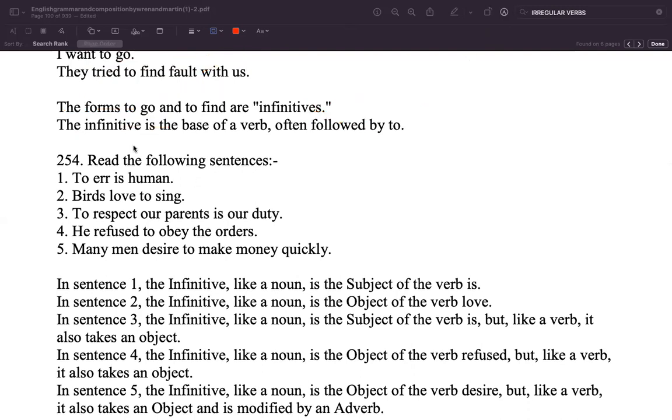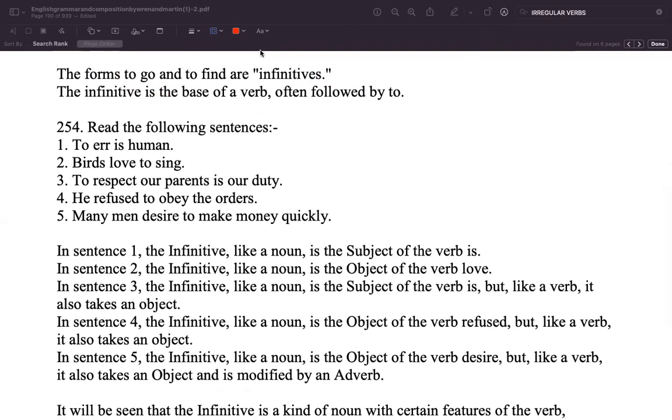Next, look into the second part. It states, the forms to go and to find are infinitives. It is clearly written. The infinitive is called the base form of any verb, often followed by to. So the infinitive is the base form of the verb, often followed by to.